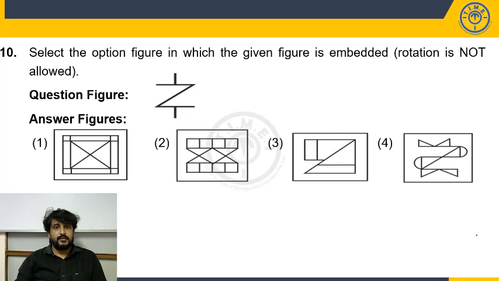Now question number 10. Select the option figure in which the given figure is embedded. Rotation is not allowed. So the same figure as it is, where it is inscribed or embedded, we have to look at. And rotation is clearly mentioned as not allowed. So the same shape it has to be. So where do we have that? Do we have it in the first option? We have the shape, but with respect to it, we require these two lines also. It is not there in the first option.